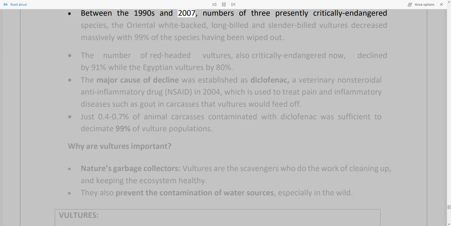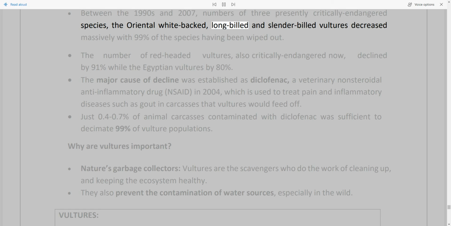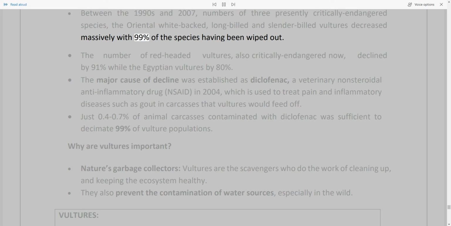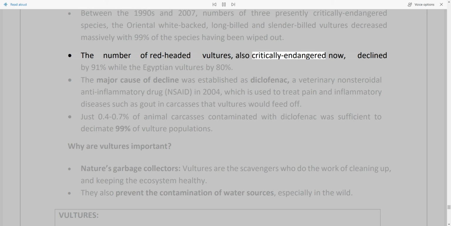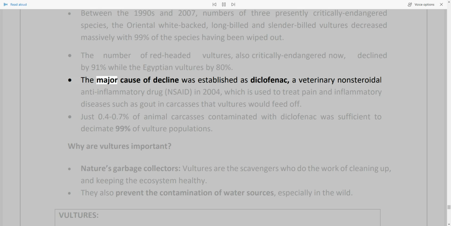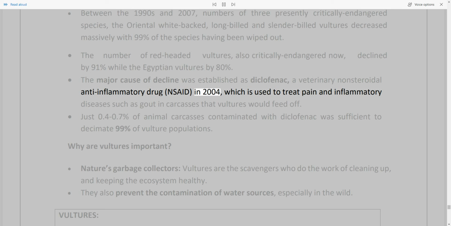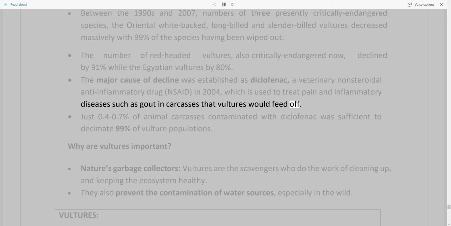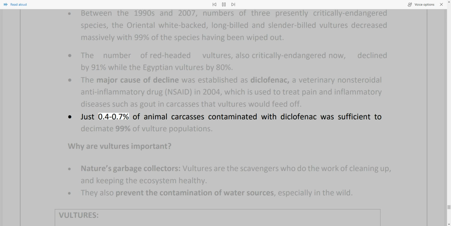Between the 1990s and 2007, numbers of 3 presently critically endangered species, the oriental white-backed, long-billed, and slender-billed vultures, decreased massively, with 99% of the species having been wiped out. The number of red-headed vultures, also critically endangered now, declined by 91%, while the Egyptian vultures by 80%. The major cause of decline was established as diclofenac, a veterinary nonsteroidal anti-inflammatory drug, used to treat pain and inflammatory diseases such as gout in carcasses that vultures would feed off. Just 0.4 to 0.7% of animal carcasses contaminated with diclofenac was sufficient to decimate 99% of vulture populations.